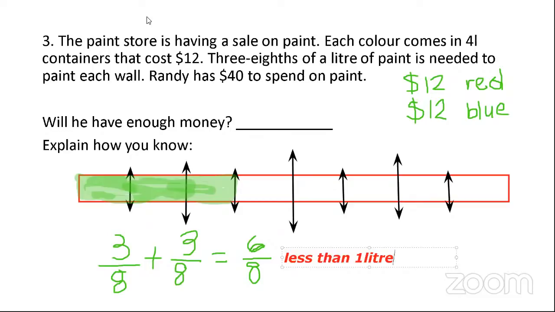So we're going to add our $12, because it's $12 for each container. So now we have $12 for red, $12 for blue, $12 for yellow, because we need less than a liter for all of these amounts of paint. All right. So if we are going to buy one blue container, one container of red paint, and one container of yellow paint, how much money will we be spending on paint?